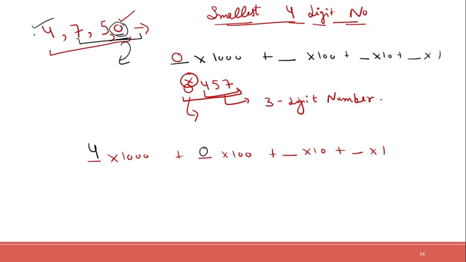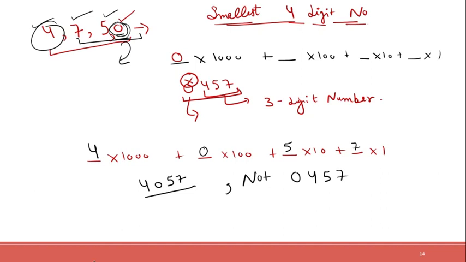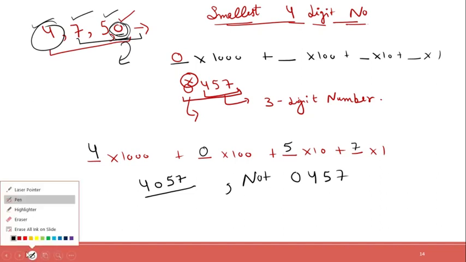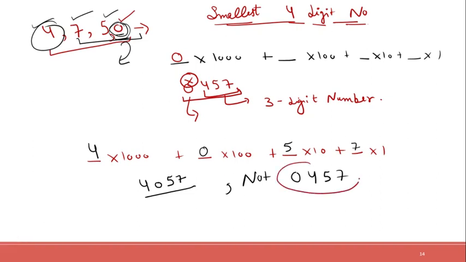Then if we have used 4, we have used 0. Now we want to use 7 and 5, right? So which is the smallest? Is 7 or 5 smaller? It is 5. Then it is 7. So the smallest 4-digit number will be 4057, right? And not 0457. To emphasize that we cannot use 0 here, I am writing this here and I have marked it with a cut. Okay.